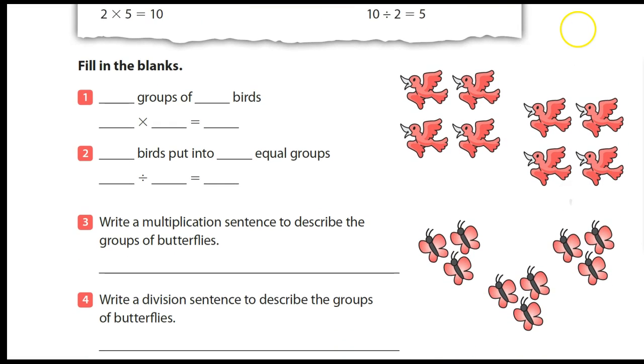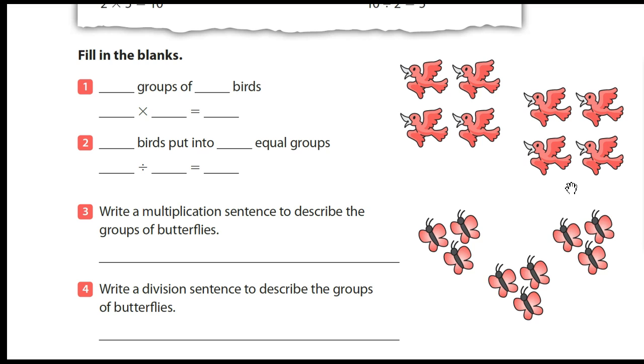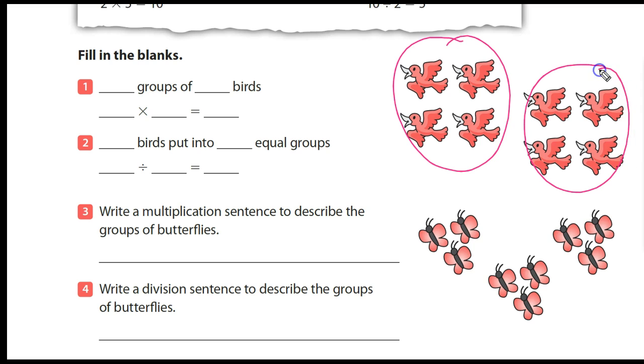Now I need the group of birds to answer 1 and 2. Okay. How many groups do I have? 2. No, groups. 4. Okay, there's 1 group right here, and there's another group right here. So you're right. How many groups? 2. How many in each group? 4. So look, I'm just putting my numbers down.